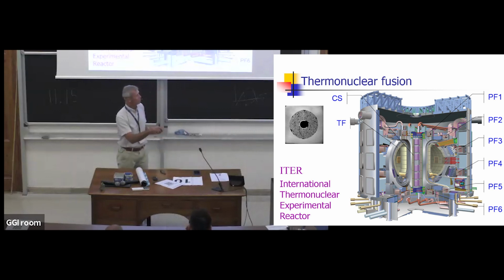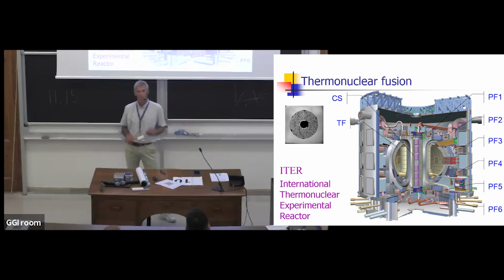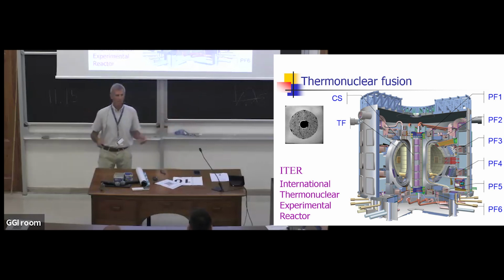The biggest machine being built in the south of France is ITER, the International Thermonuclear Experimental Reactor, where I singled out toroidal field coils, poloidal field coils, and a central solenoid. All of these are 10, 11, 12, 13 Tesla class superconducting magnets. This machine is about 25 meters tall and about 30 meters in diameter, so it's a massive, gigantic experiment.